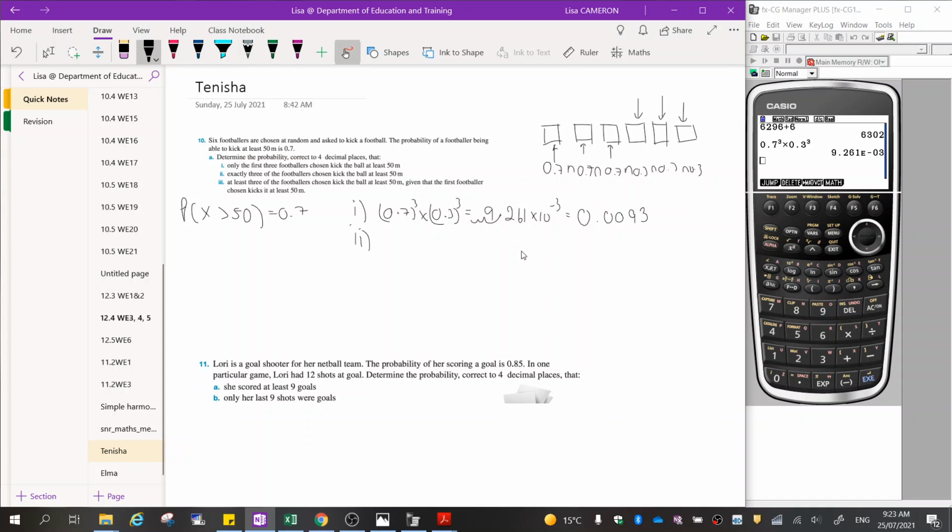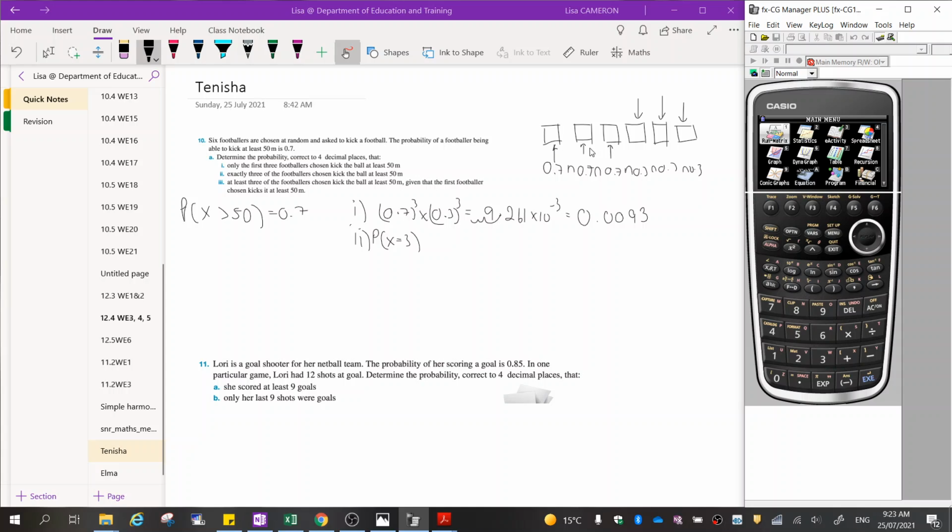Okay, next question. The probability that exactly 3 of the footballers kick the ball at least 50 metres. So that could be this guy and that guy, or it could be that guy and that guy. So this is the binomial one because the order is flexible. It could be any of the 3, but we want exactly 3 of the 6 to do this. So binomial distribution, BPD, because we have a success amount. We want 3 people to be successful out of the 6 that we're trialing. The probability that you are successful is 0.7.